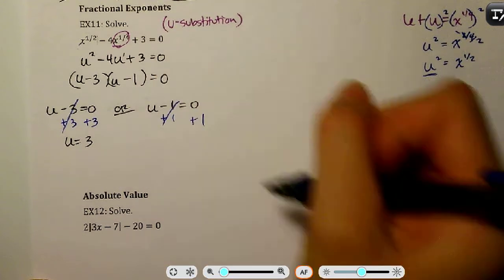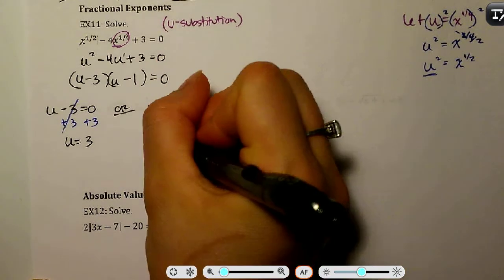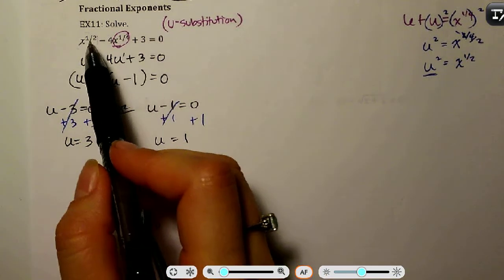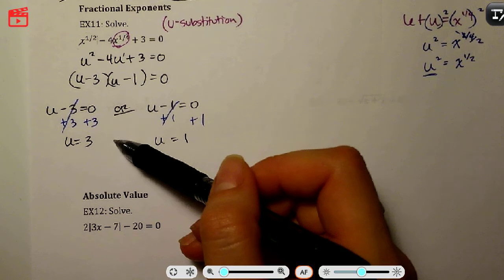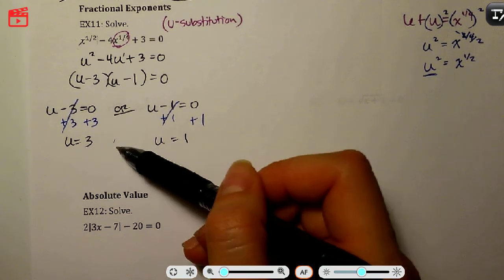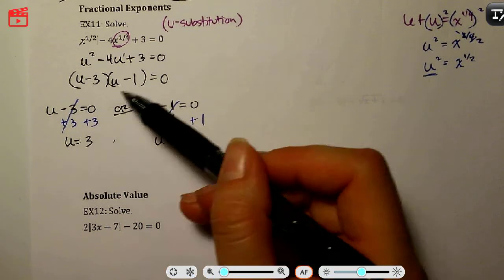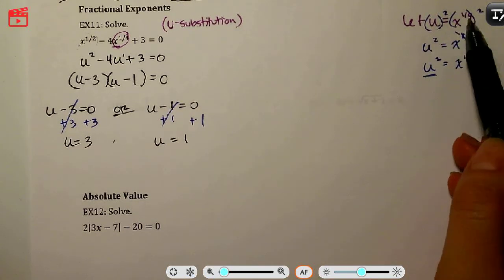Add 1 to both sides. Okay, you might be tempted to box your answers right now, but we have a problem. We were asked to solve for x, not for u. So how do I solve for x? Well, what did u equal? We said u equaled x to a fourth.